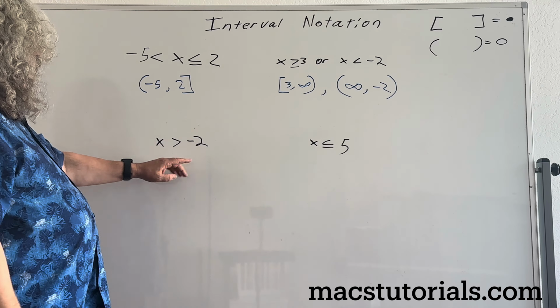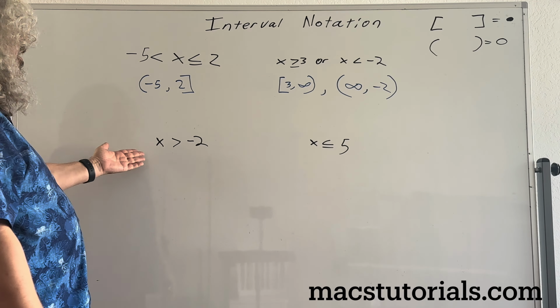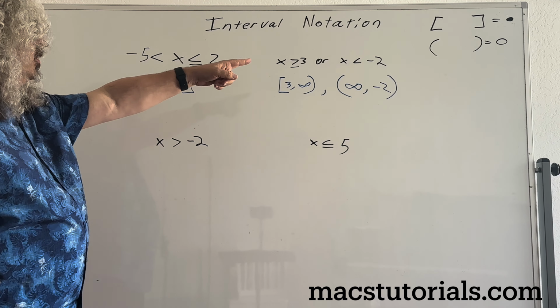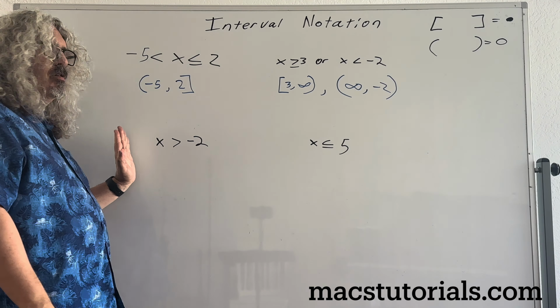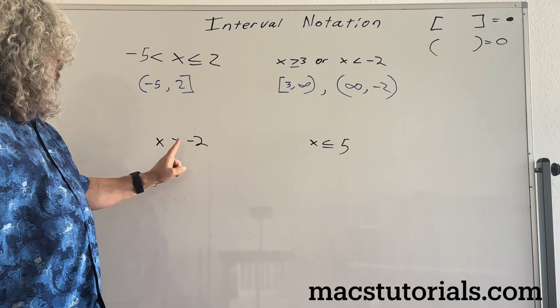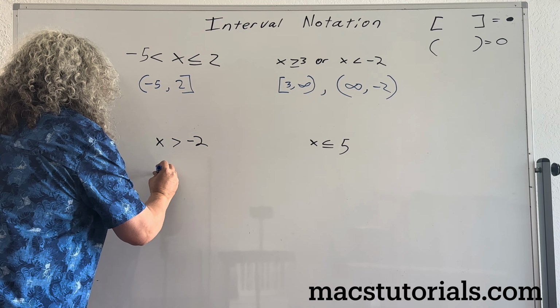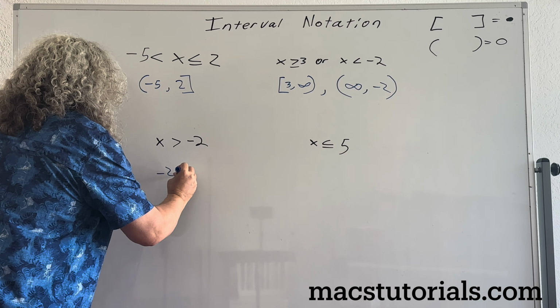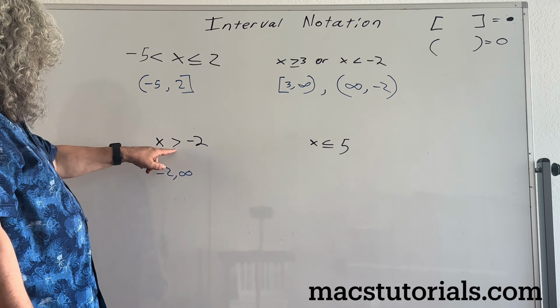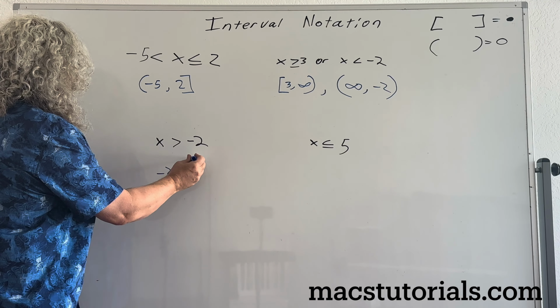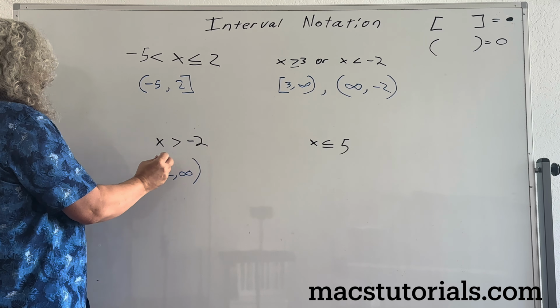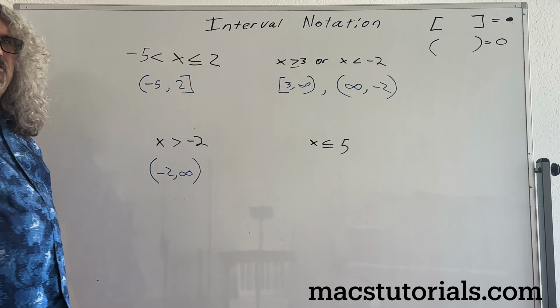Okay, let's go to this one. This one's pretty self-explanatory. x is greater than negative 2, just a little bit opposite from there. All my answers have to be larger than negative 2, so negative 2 is going to be my smallest. My biggest is going to be infinity. Infinity always has a parenthesis, and it does not include negative 2, so it gets a parenthesis as well.